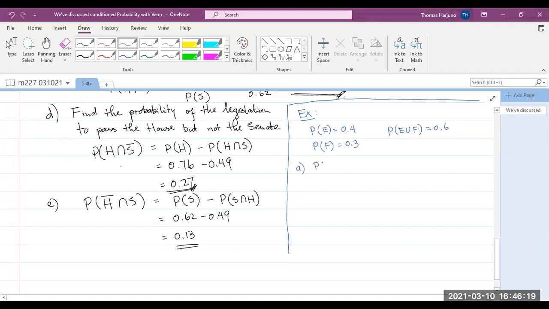First, find the probability of the intersection. Second, find the probability of F given E. Probability of E given F. Probability of E but not F. Probability of not E but F. Okay, you try it. I give you 5 minutes to do this. We come back at 4:52.